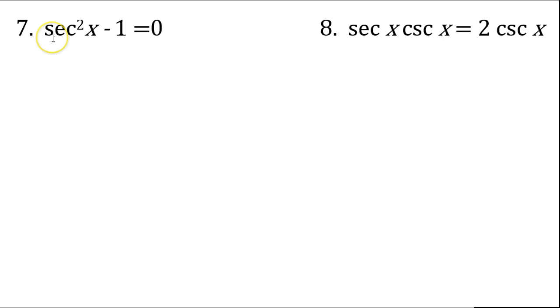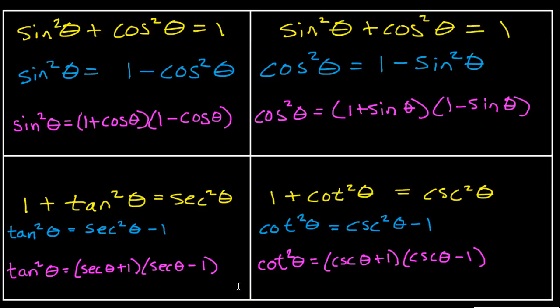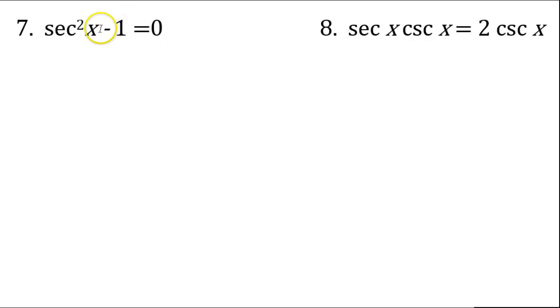So looking at number 7, we have secant squared minus 1. I think, is that on the chart? Let's check the identities. Okay, we have secant squared minus 1. I could solve this by adding 1 to both sides, or I could do the substitution and use tangent. I could go either way. Maybe I'll solve it both ways real quick.